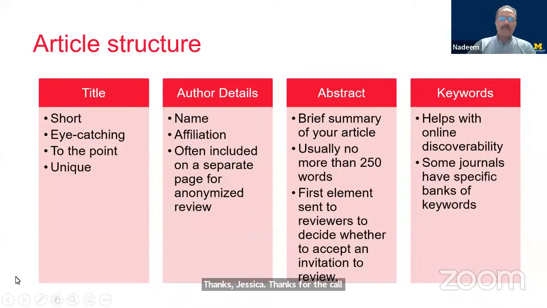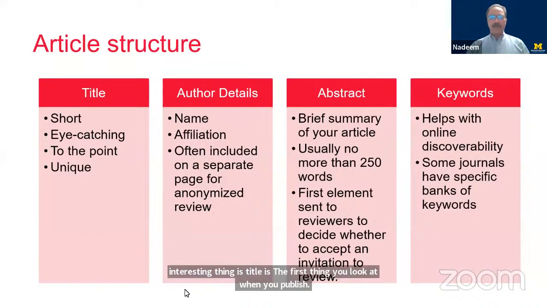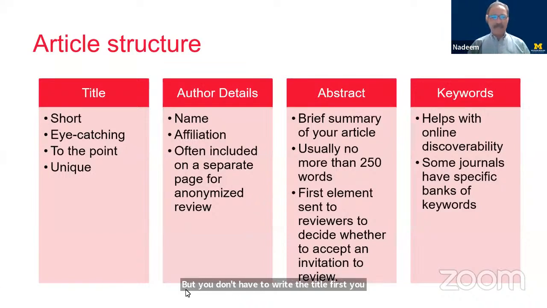So when we talk about the article structure, the first thing obviously is title. The interesting thing is, title is the first thing you look at when you publish, but you don't have to write the title first. You have to write the manuscript first, and then, based on your complete story, you pick a title. So it should be short, eye-catching, to the point, unique. And titles usually give the first impression of the whole story.